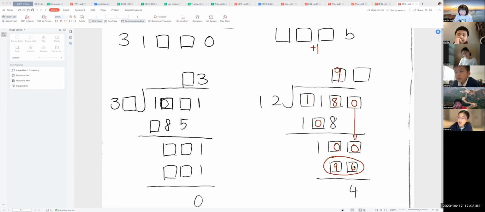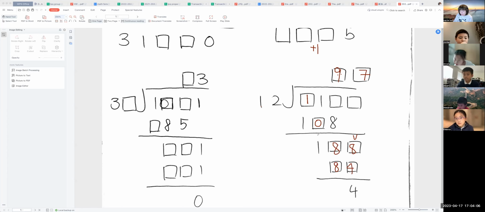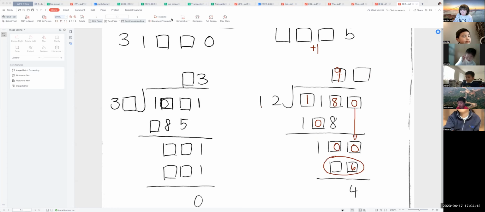So now let me see. If it is possible, can we put 7 here? So 7 times 12 equals 84, right? And 84 plus 4 equals 88, but where does this one come from? So that's why the only answer possible is 8.